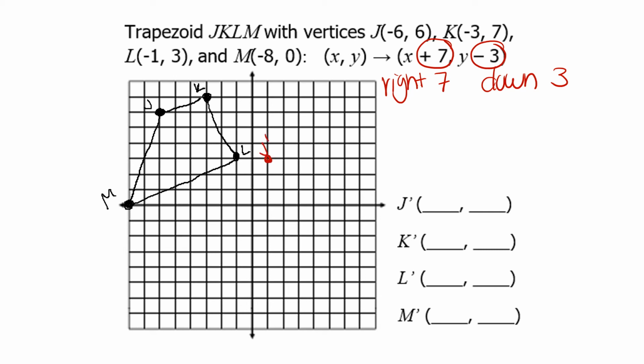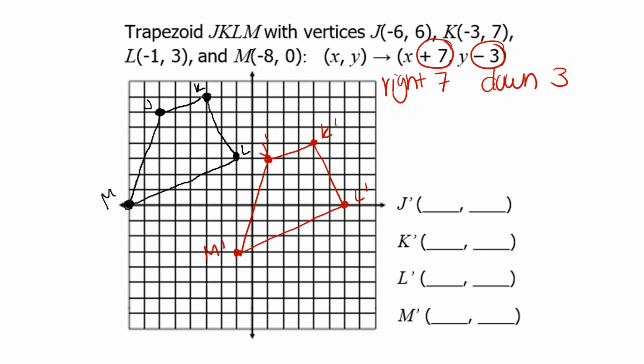For point K, we're going to go right 7 and down 3, labeling it K prime. For L, we're going to go right 7 and down 3, labeling it L prime. And the last point M, we're going to go right 7 and down 3, labeling it M prime. Connecting our dots, we should end up with the same trapezoid that has been translated across the coordinate plane.